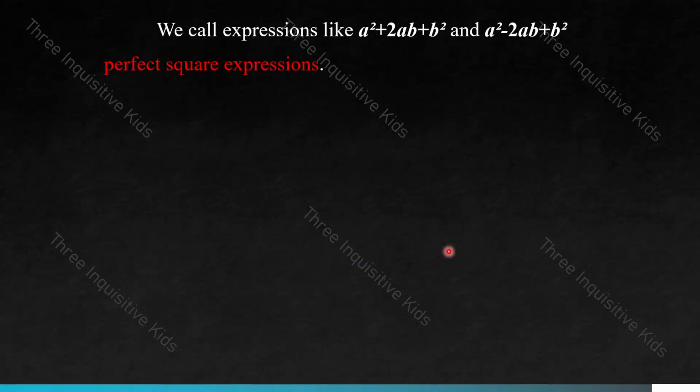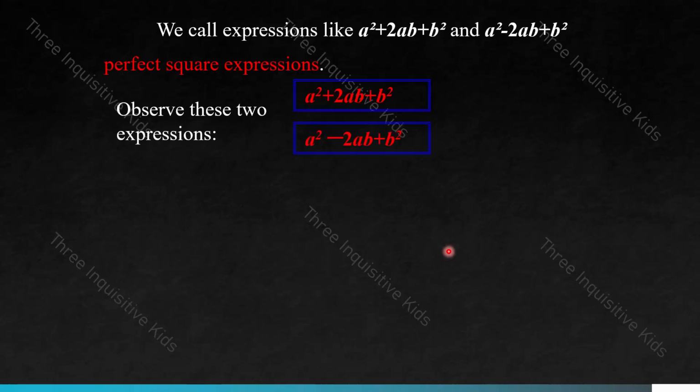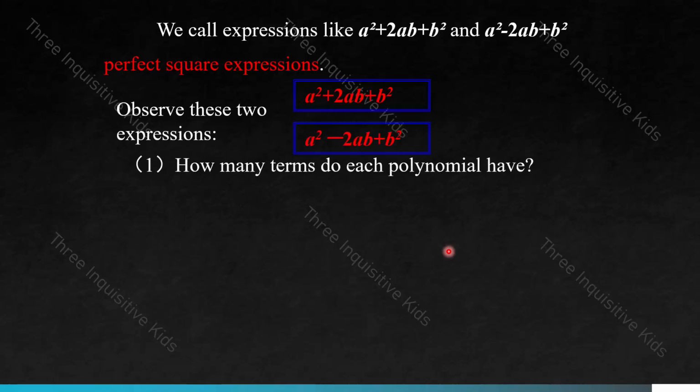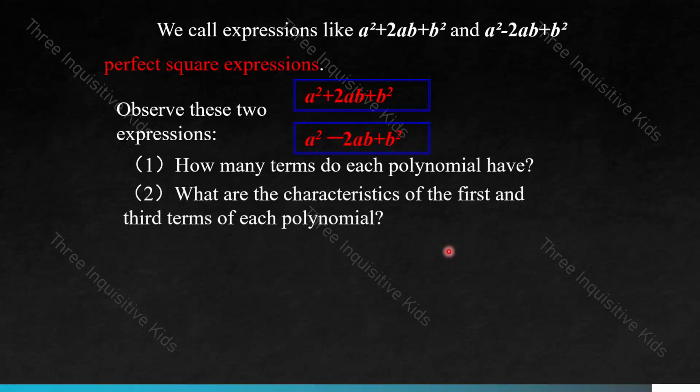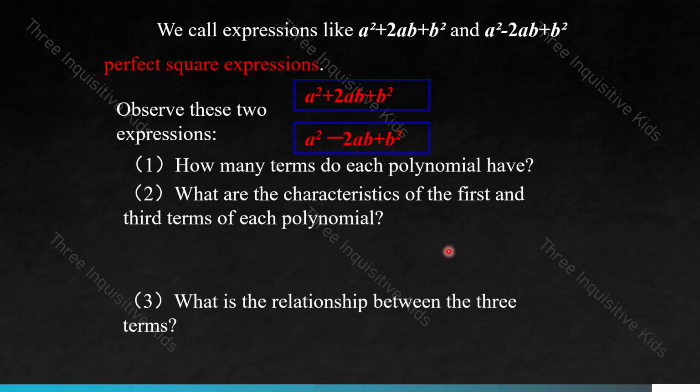We call expressions like a squared plus 2ab plus b squared and a squared minus 2ab plus b squared perfect square expressions. Observe these two expressions. How many terms does each polynomial have? What are the characteristics of the first and third terms of each polynomial? Third, what is the relationship between the three terms?